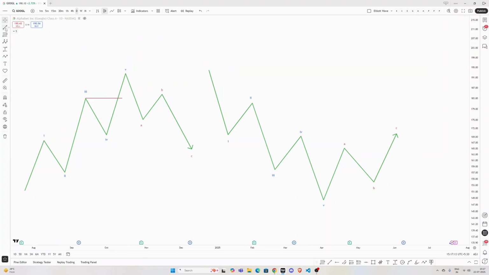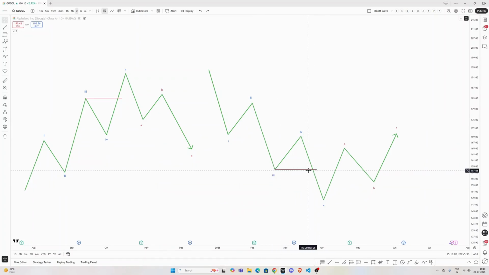Similarly, in a downtrend, when this price action is unfolding, at this point, when the price breaks below the low of wave 3, that's when we can say that this might potentially be a 5 wave structure unfolding.